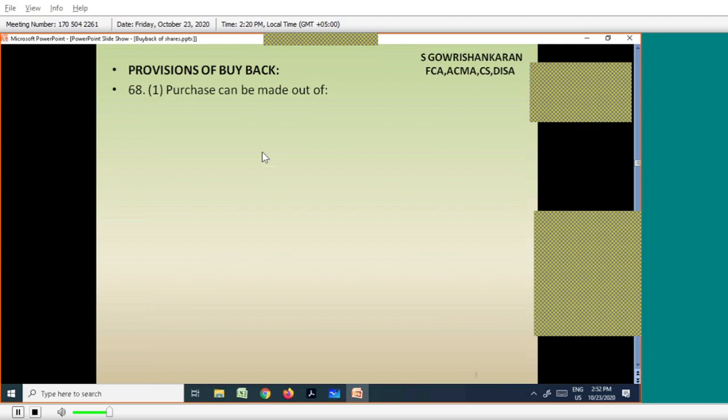Section 68 deals with purchases, that is buyback, which can be made out of what? Buyback means I'm buying back shares. For that, I need money, then only I can pay my shareholder and buy back the shares. Which account I can use for buying back the shares is given in Section 68 under the Companies Act.